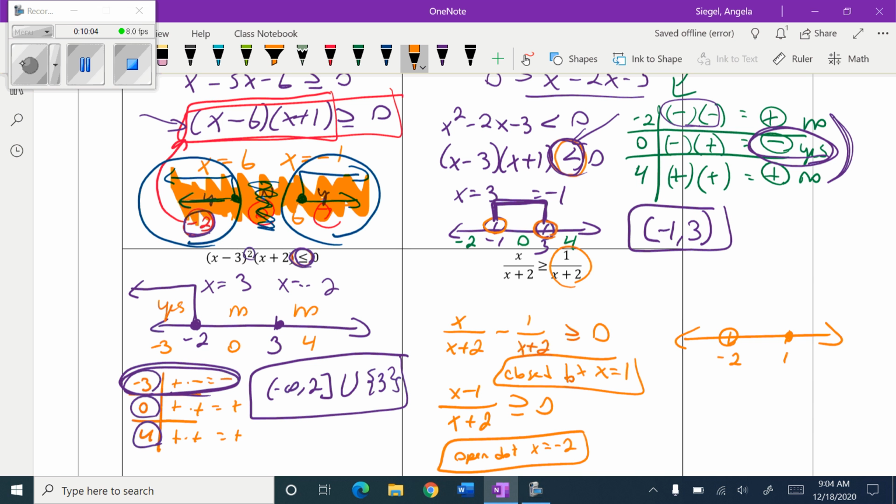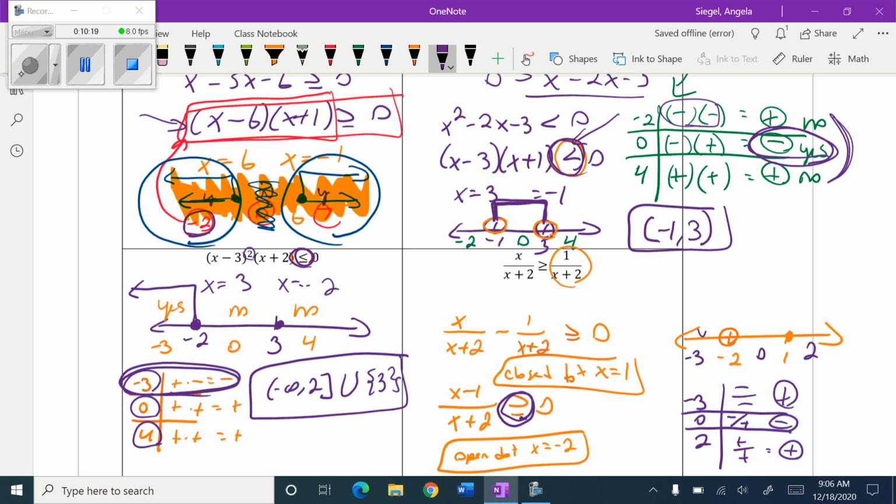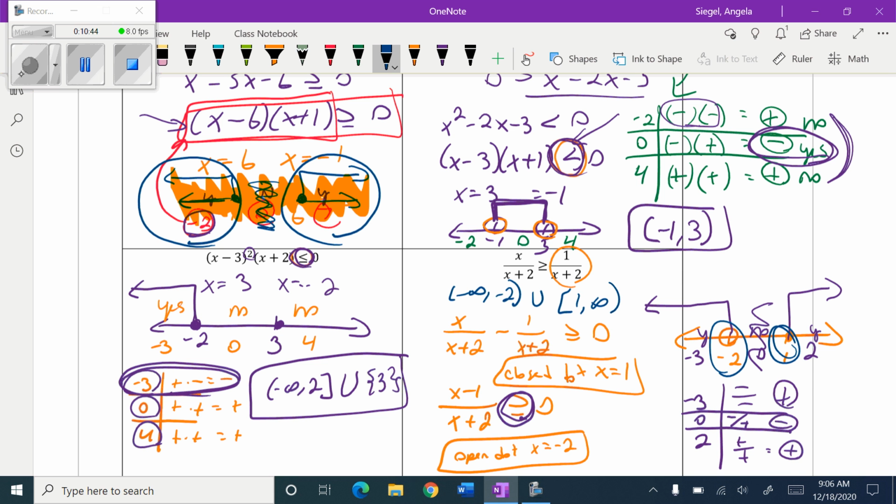Okay, so I have 3 sections, so I'm going to make 3 test points. Go ahead and try those test points and see what you get. Okay, so let's look. I want this to be positive. So it works here, it doesn't work here, and it works here. So it's going to be this way. There's nothing here, and it's going to be this way. So my final answer is -infinity to -2 parentheses, and then union bracket 1 to infinity.